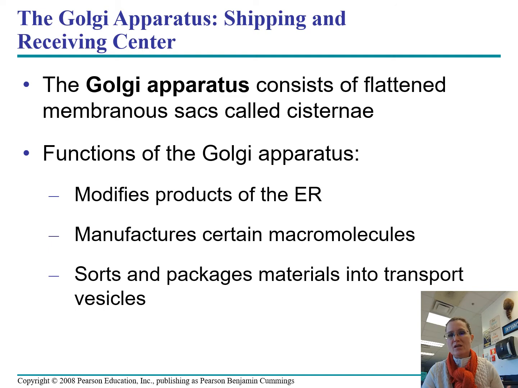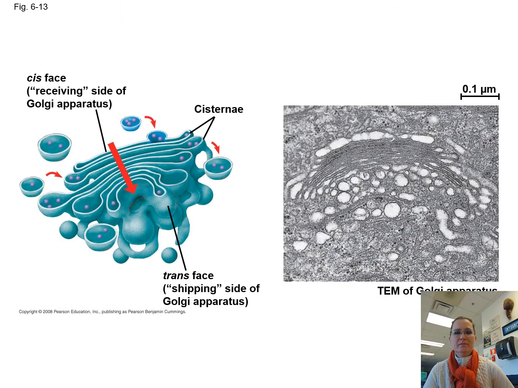And then the Golgi, and as this says at the end, it sorts and packages materials into transport vesicles. So we go through the rough ER, the smooth ER, the Golgi, and then a little bubble pops off, and that's called a vesicle. And so this is just a picture.